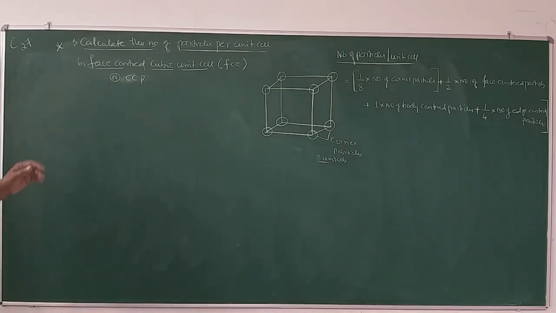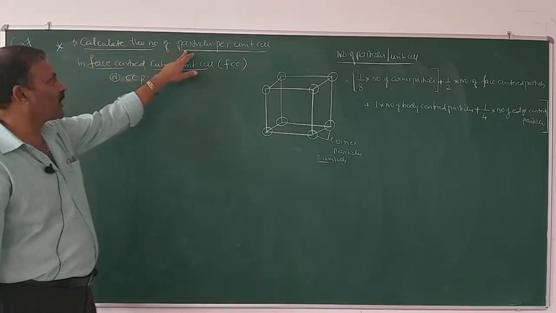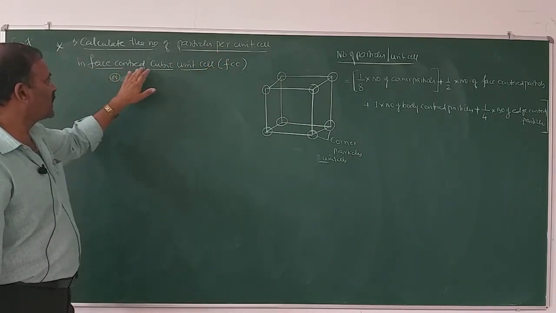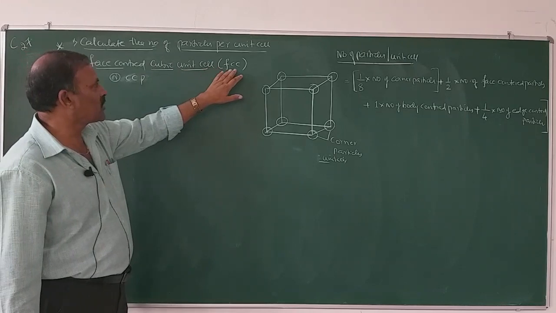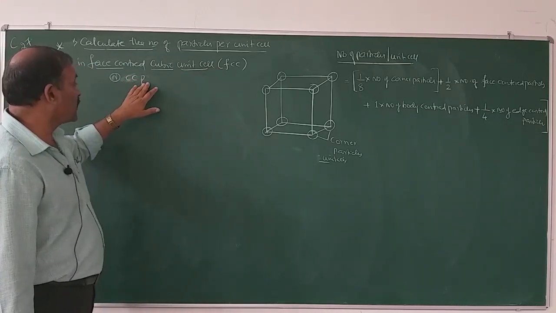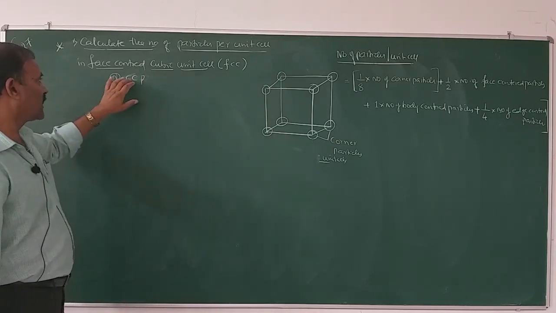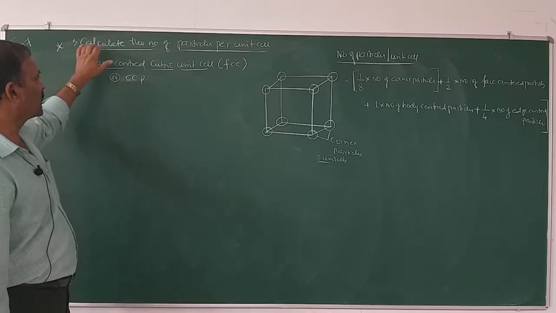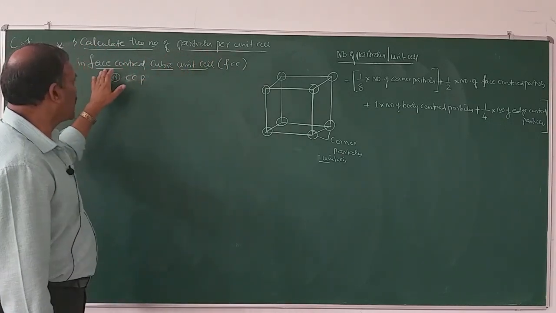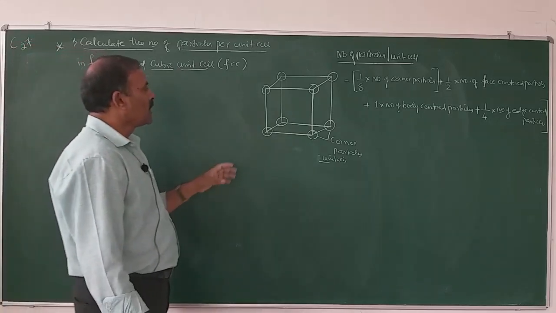So the second one is also important. Calculate the number of particles per unit cell in face centered cubic unit cell. It is called FCC or cubic close packed unit cell. Both are one and the same. Calculate the number of particles per unit cell in face centered cubic unit cell or CCP.